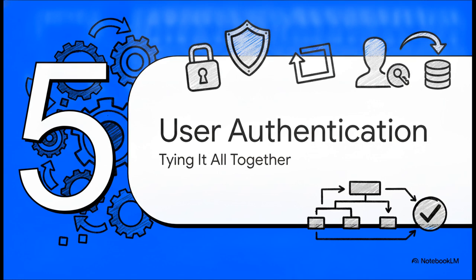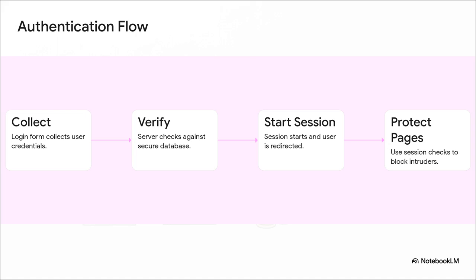Okay, let's bring it all together in Section 5, Building Basic User Authentication. So, how does a basic login actually work? Well, the whole process kicks off with a simple HTML form where the user types in their credentials. PHP takes those credentials and checks them against our secure file or database. If everything matches up, we don't just blindly send them to the next page. First, we execute session_start and set a variable, maybe something like $_SESSION['logged_in'] equals true.